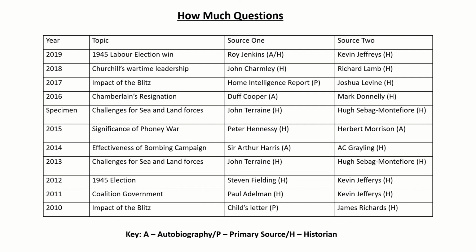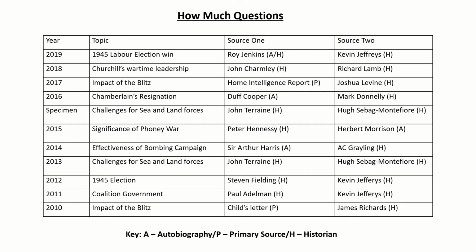Okay, going back to 2018, Churchill's wartime leadership, the impact of the Blitz, Chamberlain's resignation, challenges for land and sea forces, which in some ways was a very hard question, but in other ways you could literally talk about anything in the whole war, and so it was very wide. Significance of the phony war, effectiveness of bombing, challenges of land and sea forces, the 45 election, coalition government, and impact of the Blitz. So we can see with those, they're big issues.